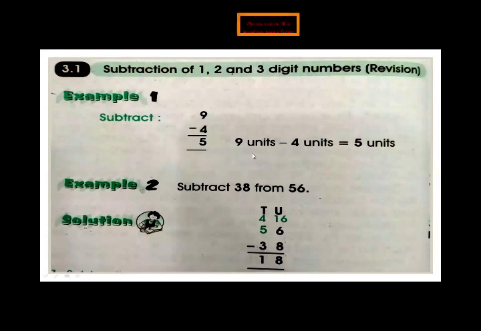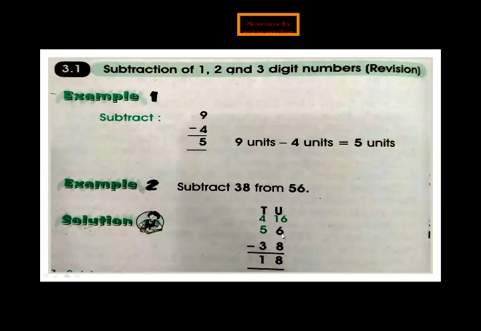Only single digit means that only one place in subtraction is given here. So 9 units minus 4 units is equal to 5 units. When you subtract 4 from 9, the difference is 5 units. Example number 2. This is 2 digit subtraction. Subtract 38 from 56. Now you see that this is 2 digit subtraction, meaning units and tens. Now starting from units, here you see now 56 and 38.